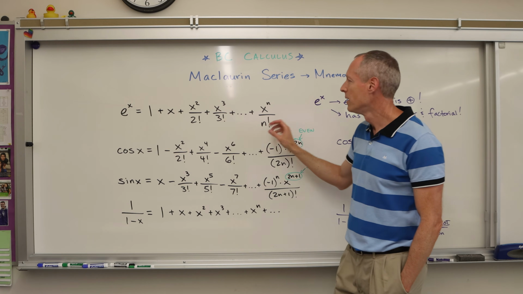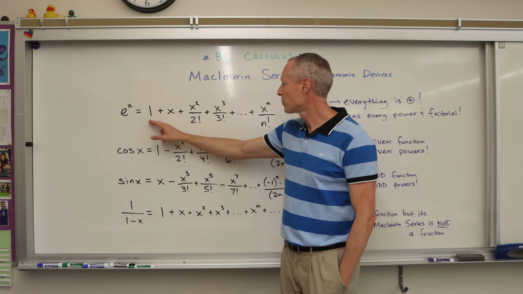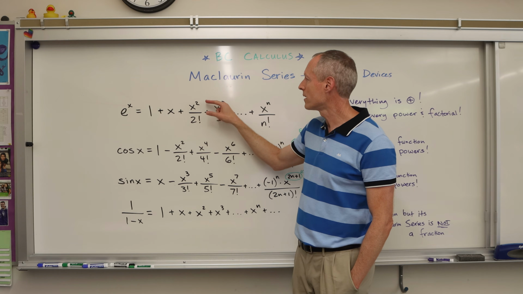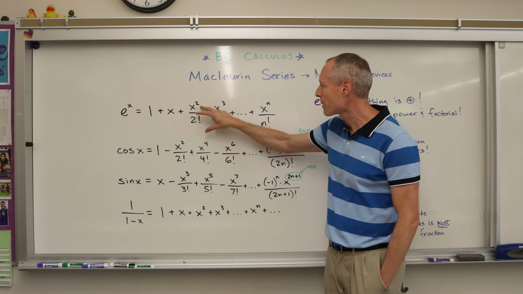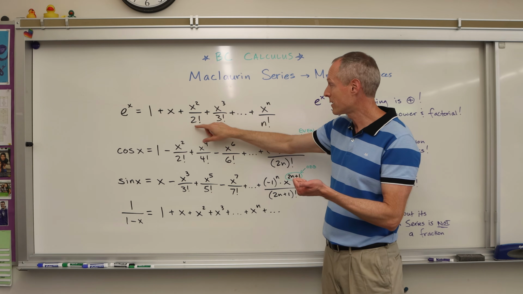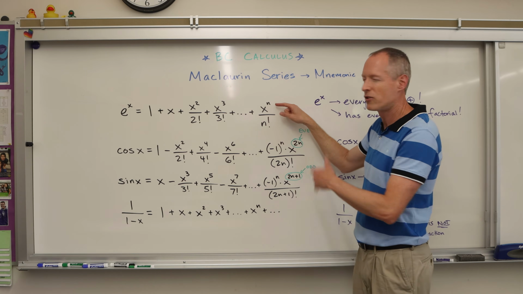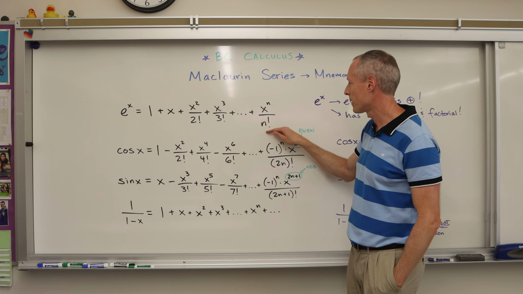or the nth term. So for e to the x, notice it has 1 and then plus x to the first, and then x squared over 2 factorial, x to the third over 3 factorial, and there's definitely that pattern there. The degree matches the factorial, and so the general term is x to the n over n factorial.